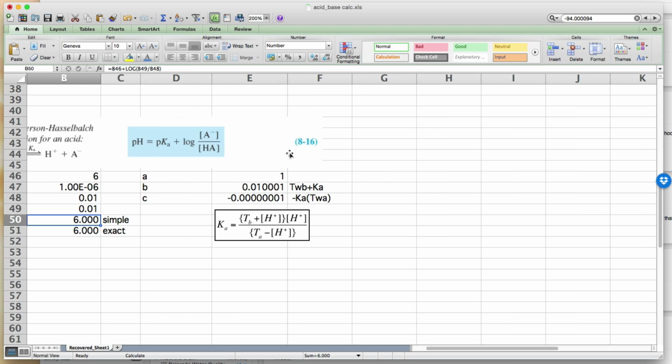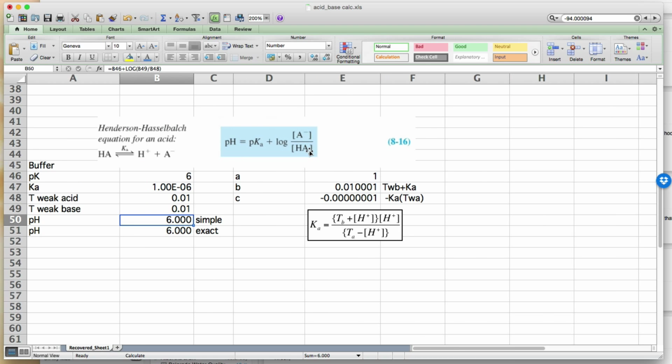Now the assumption that the concentrations of the base and the acid are equal to the formal concentrations is very good for buffers with concentrations over 10 millimolar, and often buffers with concentrations over 1 millimolar, as long as the pKa is above 3 and below 11.